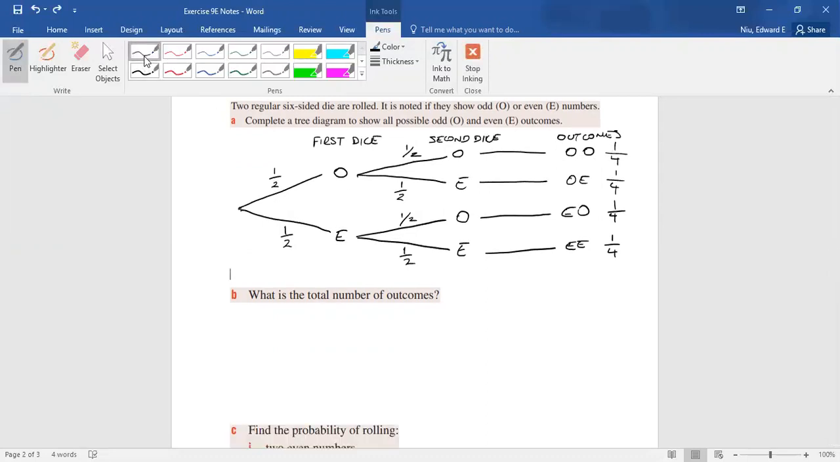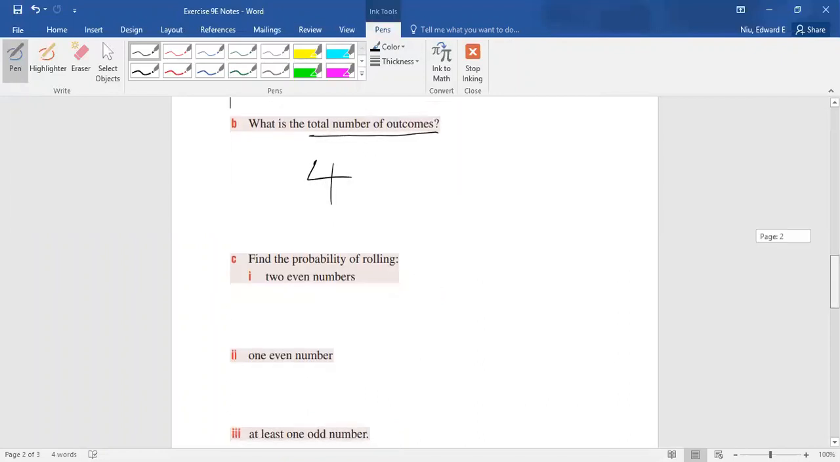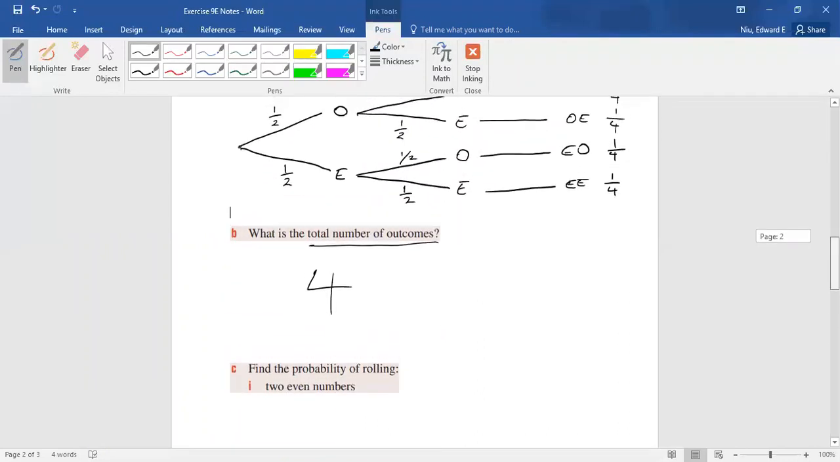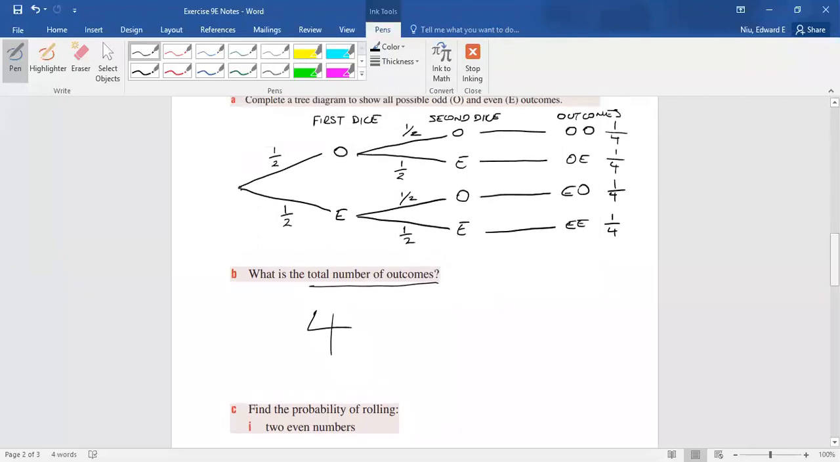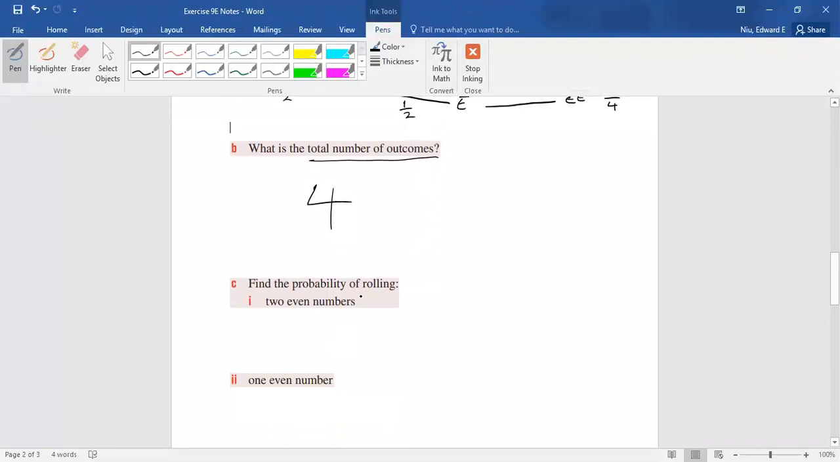Here they're asking, what is the total number of outcomes? So total number of outcomes, we've established there's 4 different types. You can get odd odd, odd even, even odd, even even. Now, find the probability of rolling two even numbers. Well, two even numbers, you've got even even, which is 1 out of 4.